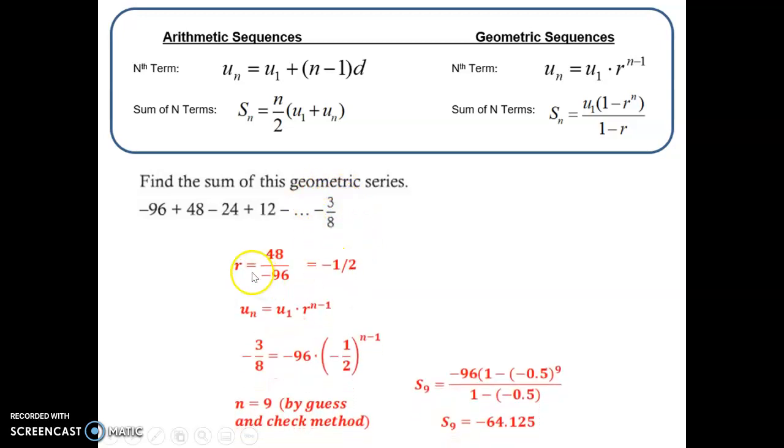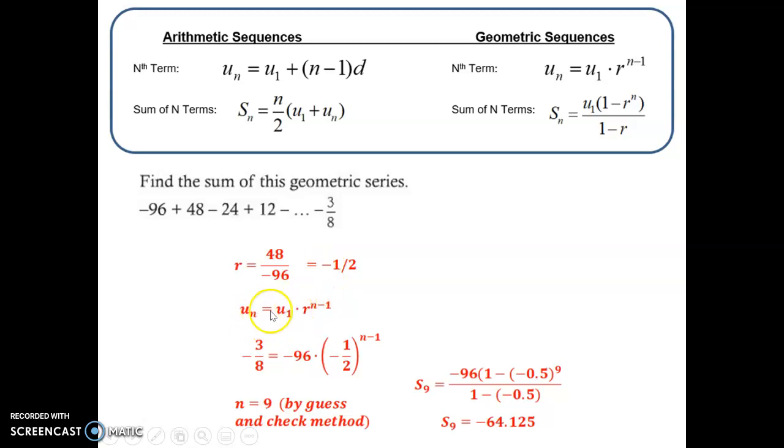Let's check our work. So first I'm also finding the R value, right? So I'm doing U2 divided by U1. You could have also done U3 divided by U2 and so on. But that gives us our common ratio, our common multiplier, which is negative 1/2. And that makes sense here. Every time we go here, we're doing half the value, but it's also changing negative to positive, so it has to be negative 1/2. Okay, that's our R value.